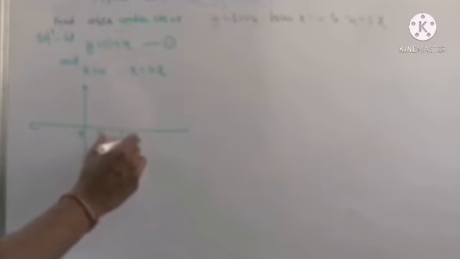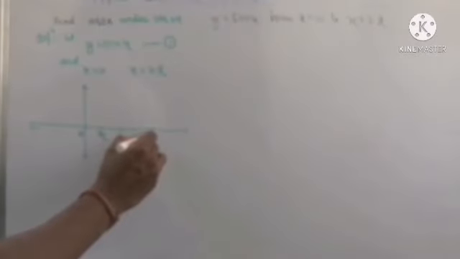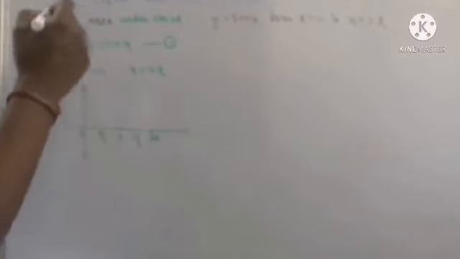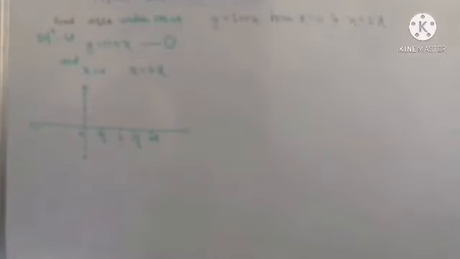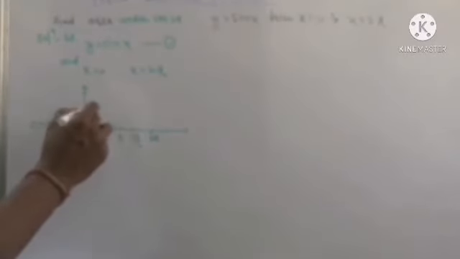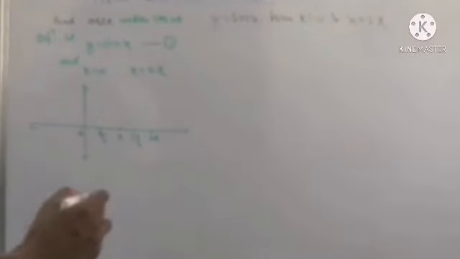So the next point will be pi, the next point will be 3 pi by 2, that is 270 degrees, and 2 pi is again the last point. Continuing this, as we know sin 0 is always 0, sorry, and sin pi by 2 is 1, then sin pi is always 0, sin 3 pi by 2 is minus 1, and sin 2 pi is again 0.